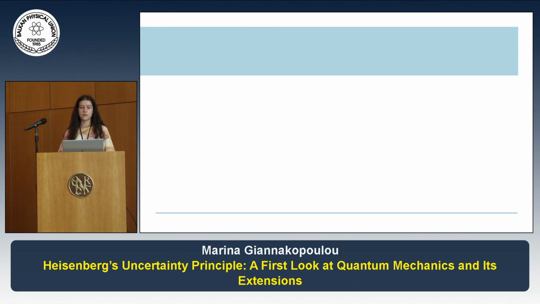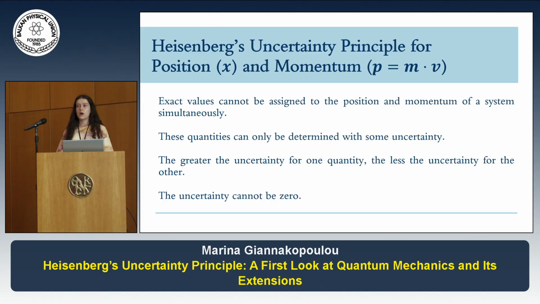So let's move on to the definition. According to Heisenberg's uncertainty principle for position and momentum, exact values cannot be assigned to the position and momentum of a system simultaneously. These quantities can only be determined with some uncertainty. The greater the uncertainty for one quantity, the less the uncertainty for the other. And here, it is important to note that the uncertainty cannot be zero.